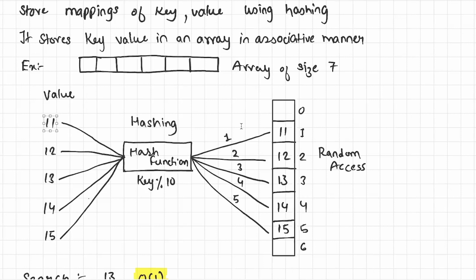So this hash table is going to store 11 at the index 1. Similarly, in case of 12, 13, 14, 15, all of these values will be given to the hash function to compute the hash code. The hash code comes out to be 2, 3, 4 and 5, so that 12 is stored at the position 2, 13 is stored at the position 3, and so on and so forth.